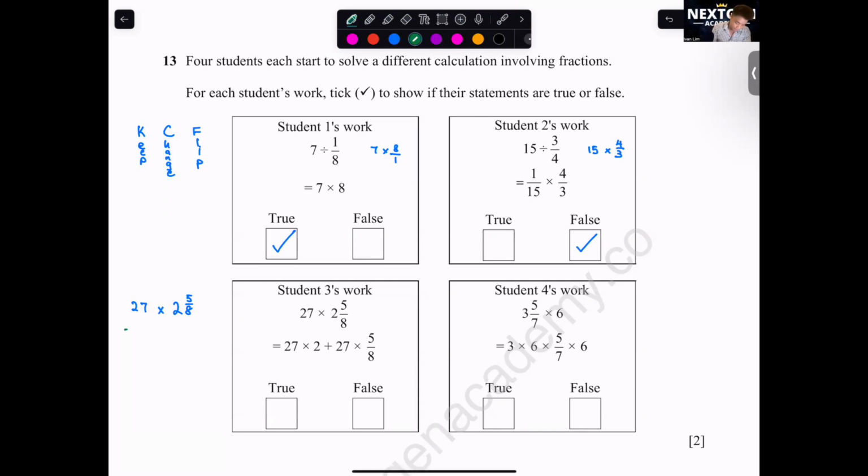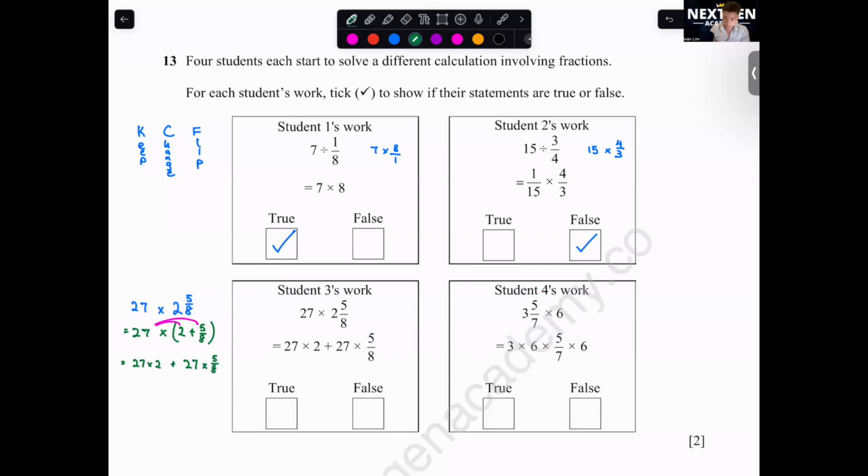This is how we break it down. This one is 2 plus 5 over 8, not 2 times 5 over 8. 2 and 5 over 8 is plus. And then when you open out the bracket, this times this, times this. So it'd be 27 times 2 plus 27 times 5 over 8.